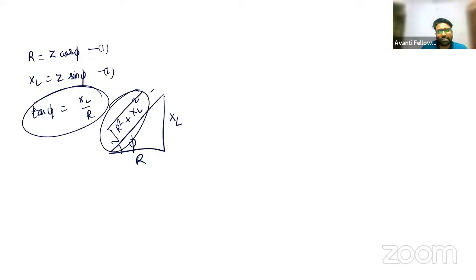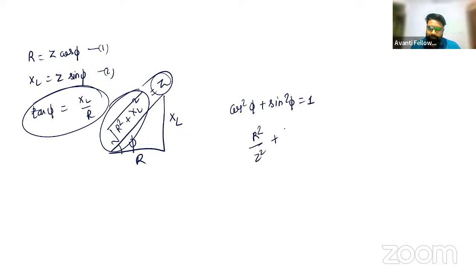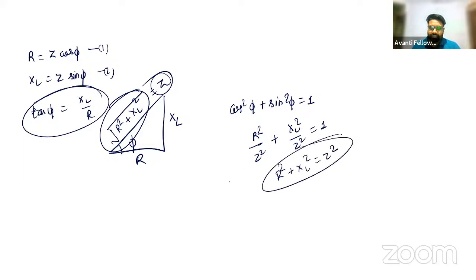And this is the actual resistance which comes out as Z and which is termed the impedance of the circuit. Okay, now look, you can also find this value by using cos square phi plus sin square phi is equal to 1. You put the value of cos phi and sin phi, and you will find that it becomes R square by Z square plus XL square by Z square is equal to 1. So R square plus XL square is equal to Z square. Okay, so from here also this is valid and clear.